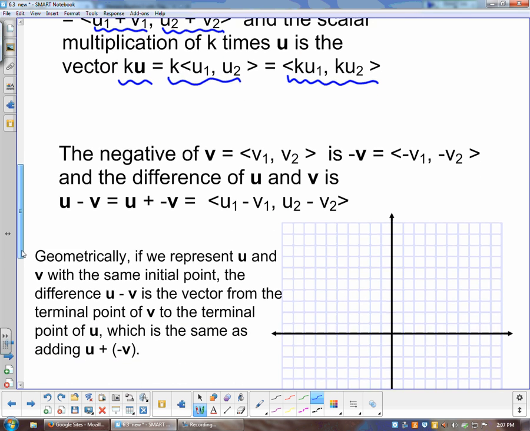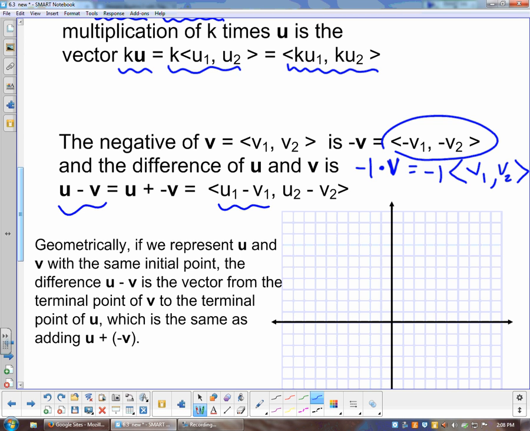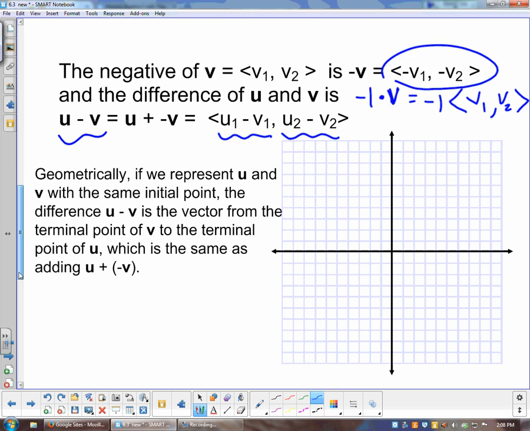All right, and then the negative of vector v is the same idea. Think of your scalar as just like a -1 times that vector v. So you're multiplying -1 times your vector v1, v2, and you would end up with the opposite of v1 comma the opposite of v2, again in vector parentheses. What if we're subtracting? Same idea. You would subtract the x components, subtract the y components. All right, and I'm going to skip that part.